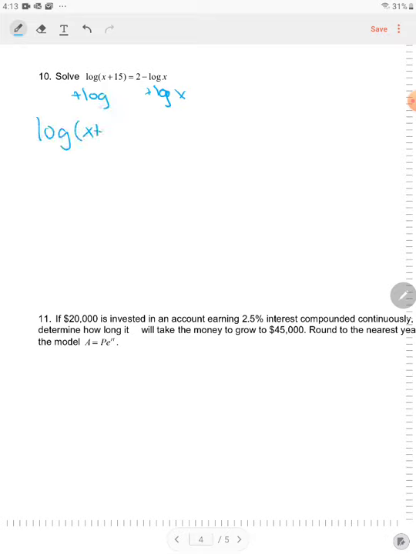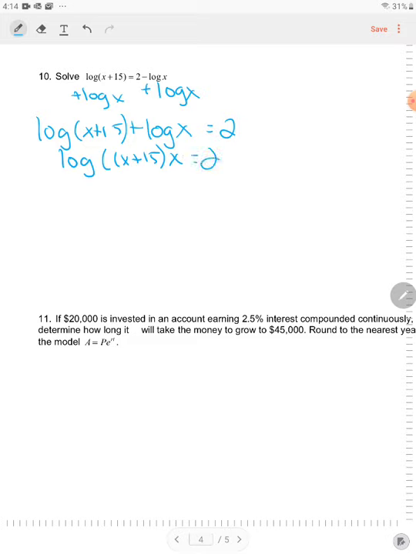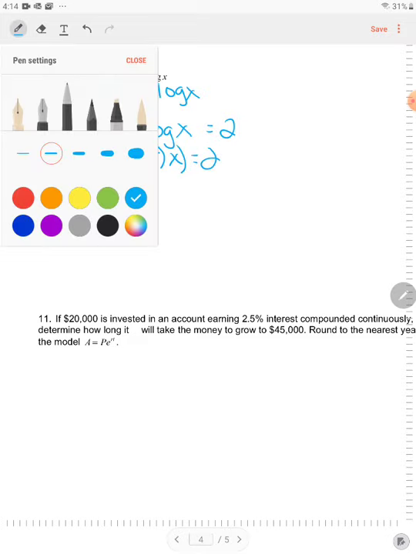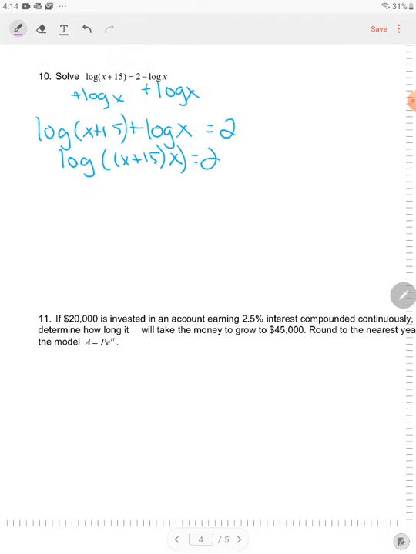Log of x plus 15 plus log x equals 2. Okay, again, single log: x plus 15 times x equals 2. If you remember, what's the base of log? It's a 10 here. Okay, when you have a single log, we will rewrite it in exponential form.